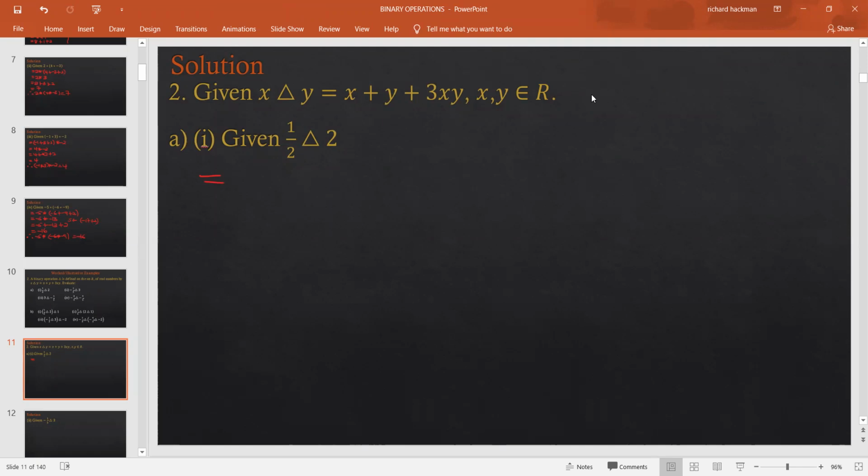The rule is saying that anytime you combine 2 elements under delta, your result is your first element plus the second element plus 3 times your first element times your second element. So don't change the nature of the rule. Go strictly by the rule. So if I come here, my first element is 1 over 2 and my second element is 2. Do you agree?